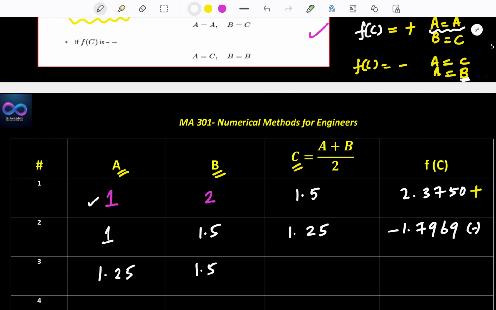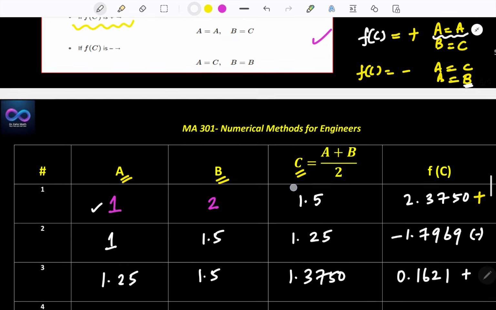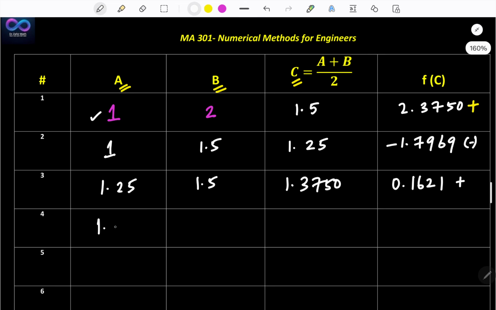C is equal to 1.3750. Okay. Again press equal. You will get 0.1621. Are you getting? Yes, teacher. Very good. Okay. Now it is what? Positive. If it is positive, A becomes A. That means A is your same answer, which is 1.25. What's your B? B is 1.3750. Okay. Come on in the calculator.